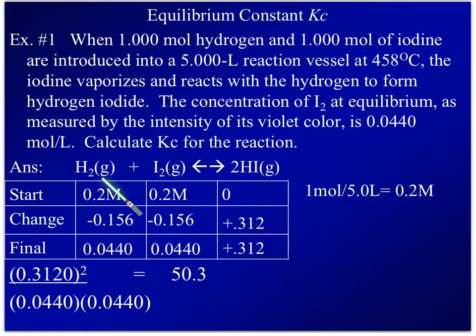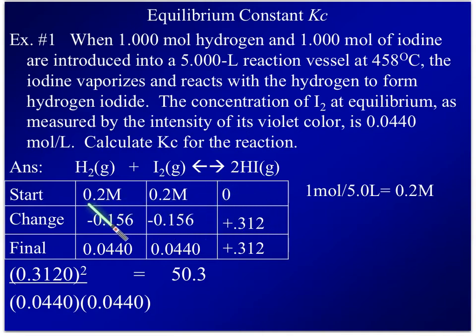All right, so here's our equation. H2 plus I2 forms 2HI. Now first of all, if we know the concentration at equilibrium of I2, then we also know the concentration of H2 because they have to be the same. So what we're going to do is, as mentioned earlier, take 1 mole of hydrogen, 1 mole of iodine, divided by 5 liters. That's going to give us our starting molarity, a 0.2 molar solution. So let's start with that. 0.2 molar of hydrogen, 0.2 molar of iodine. We don't start with any HI, so we've got a 0 there.